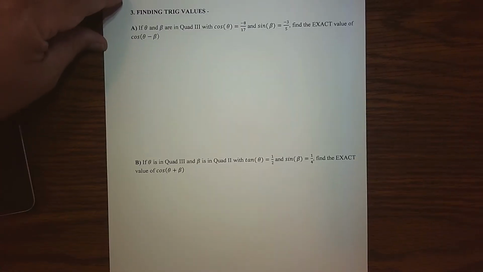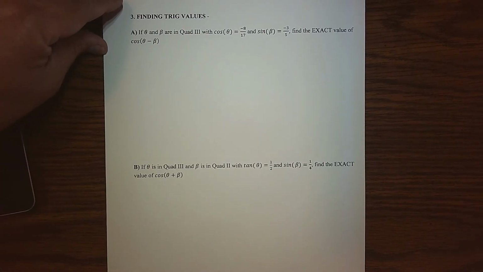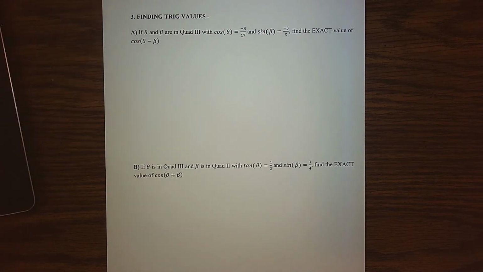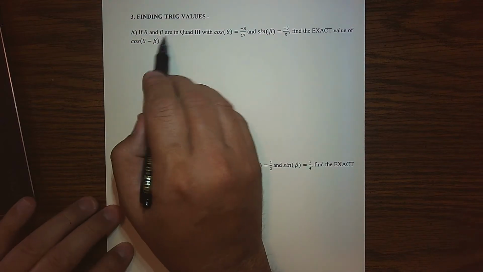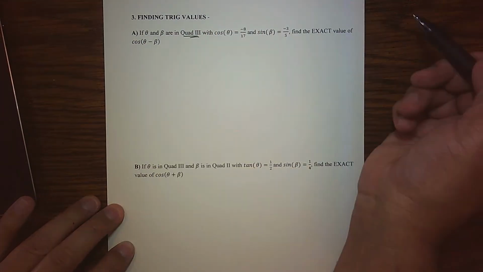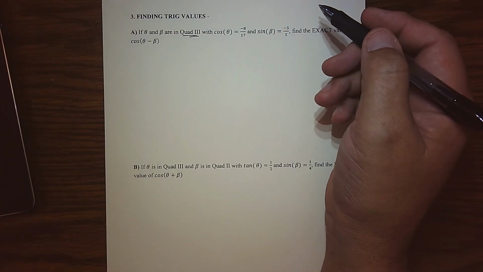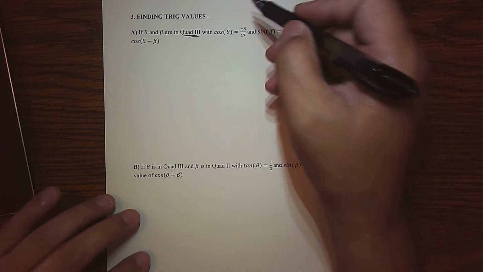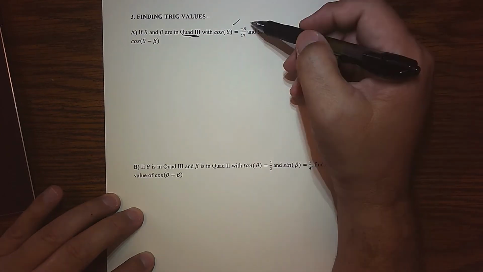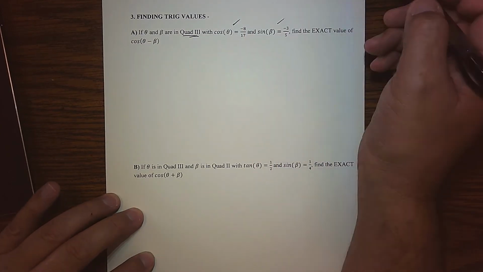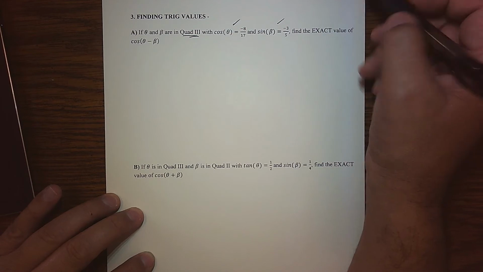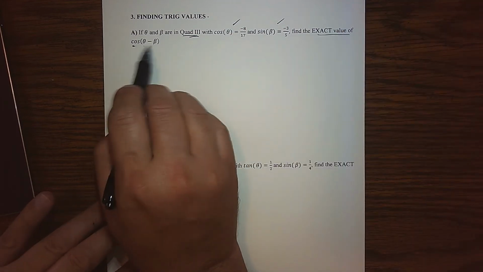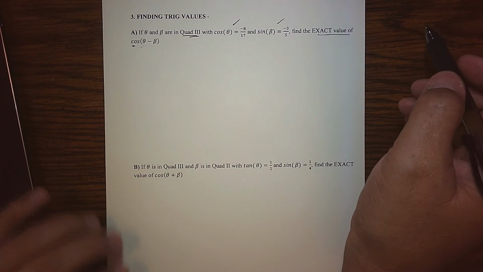So in this next video, we're going to continue to find some exact values, but the information that I'm giving you is a little different. In this first one, I'm telling you we have two angles, theta and beta, and that they're in quad 3. Right? So that tells us information about the signs of cosines and sines and whatnot. And then I'm telling you that the cosine of theta is -8/17, and the sine of beta is -3/5. And I want to find the exact value of the cosine of theta minus beta.